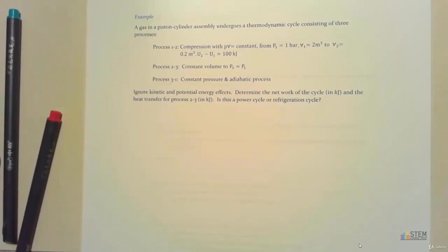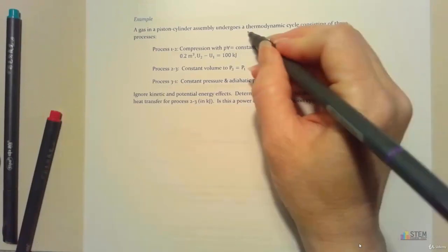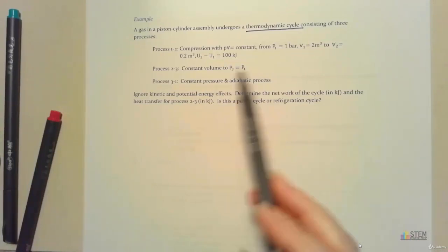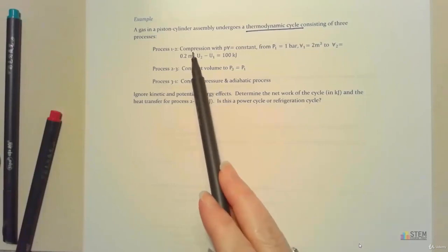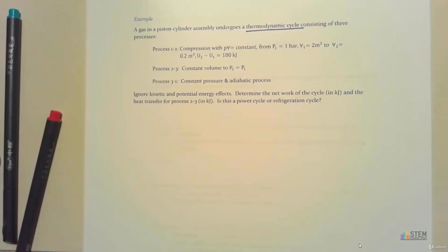Okay. First, let's look and see if we have any keywords we need to pay attention to. Now, thermodynamic cycle, that's a good one to pay attention to, because remember, that means it starts and ends with the same properties. So keep that in mind. For process 1-2, there's not really any keywords. It tells us compression, but we already know that because it gives us the volumes. You can see the volume does decrease.